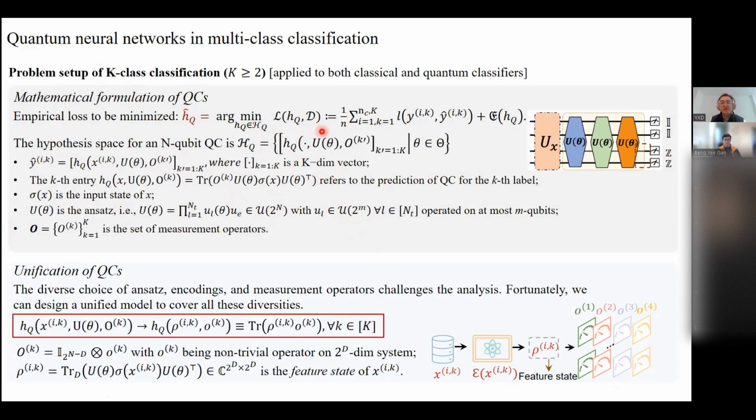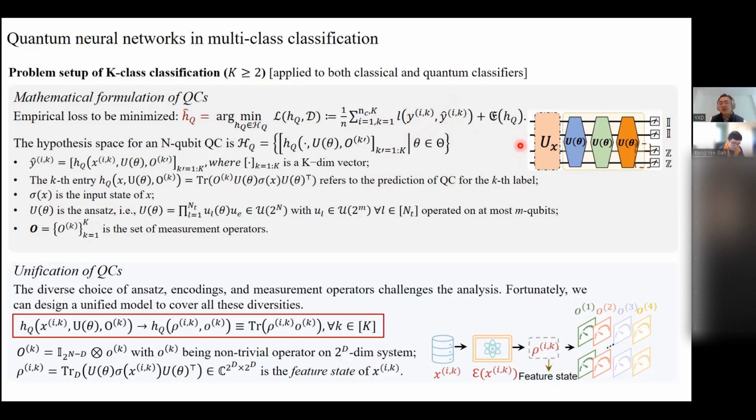Recall that both classical and quantum classifiers are used to minimize this empirical loss. The key difference is how to get this estimated prediction y hat i k for the input example x i k. For the quantum classifier, we follow this structure, where y hat i k is denoted here. For its k-th entry, we just load the corresponding input example x i k into the circuit, operate on it with the ansatz U theta, and measure it using the O k measurement operator to get its prediction results. Then we can compare this prediction vector and the true vector to get a per-sample loss. This is the basic structure of the quantum classifier.